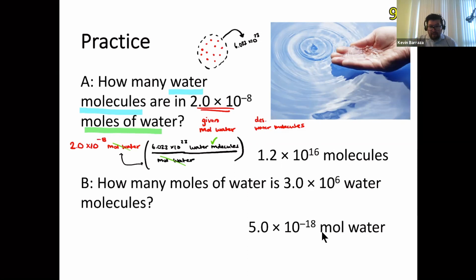Okay, the second one, I'm sure some of you have probably already put it together, but let's do it. How many moles of water is 3.0 times 10 to the 6 water molecules?